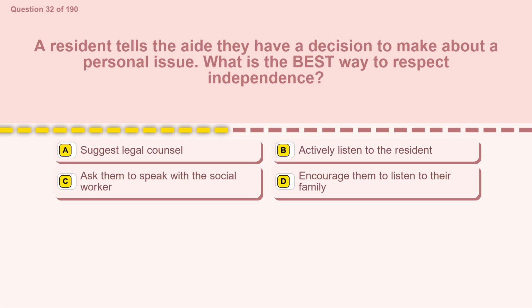Option A. Suggest legal counsel. Option B. Actively listen to the resident. Option C. Ask them to speak with the social worker. Option D. Encourage them to listen to their family.